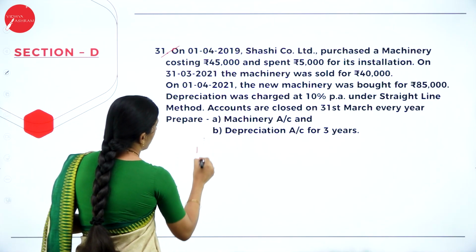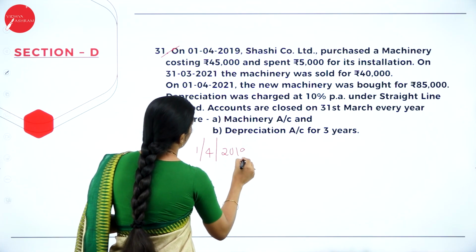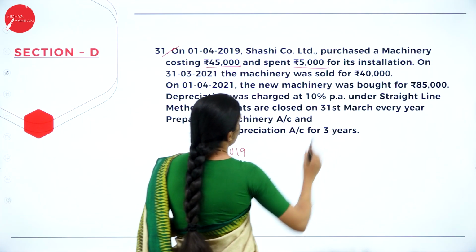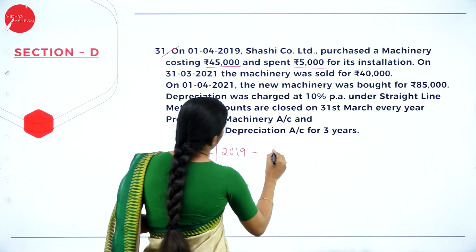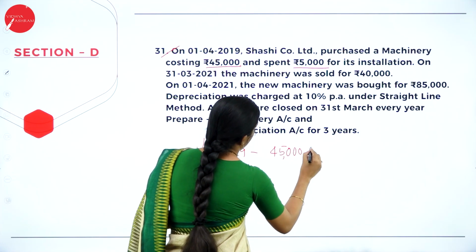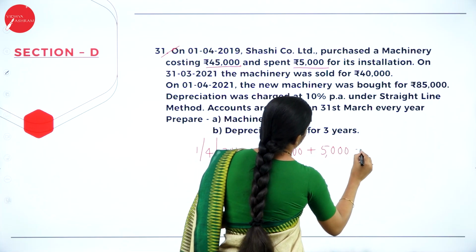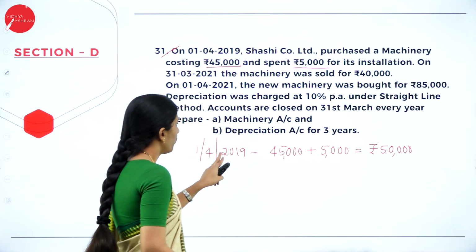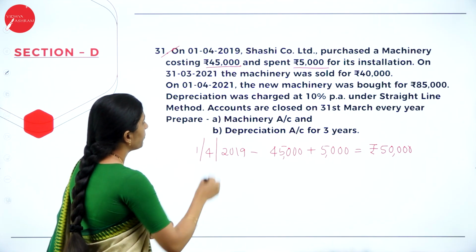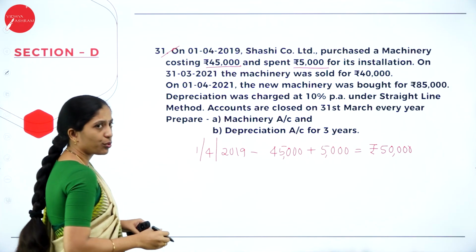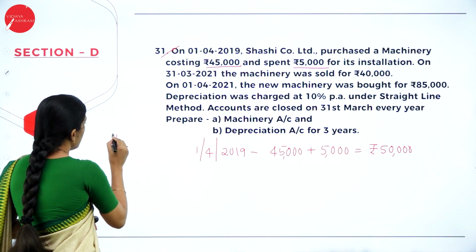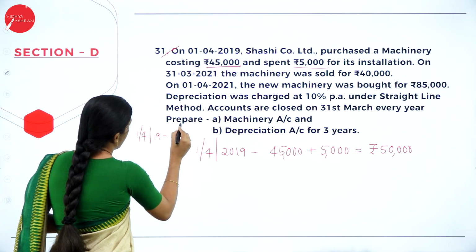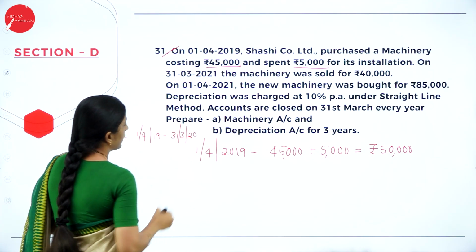So when did we purchase the machine? On 1/4/2019. What is the cost of the machine? The machine cost was 45,000 and 5,000 was its installation charges. So 45,000 plus 5,000 is equal to rupees 50,000. This is the cost of the machine which we purchased on 1/4/2019. The first year begins from 1/4/2019 and the year ending will be 31st/3/2020. This is the first year.